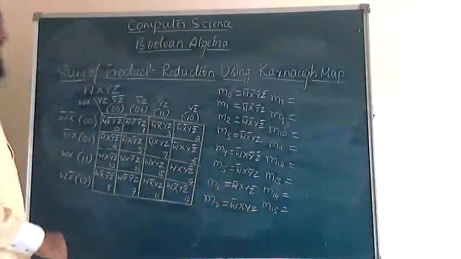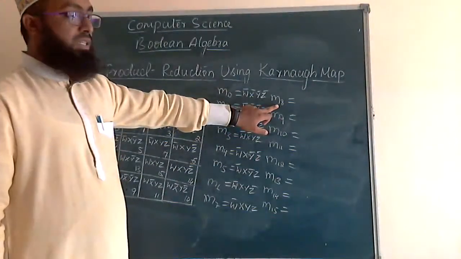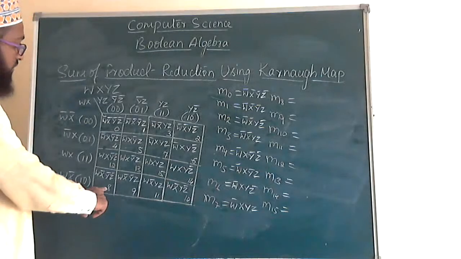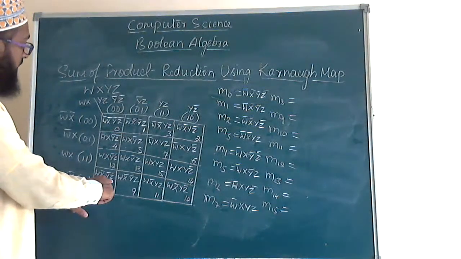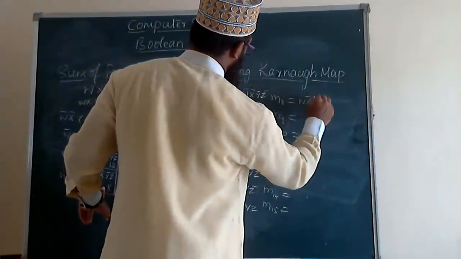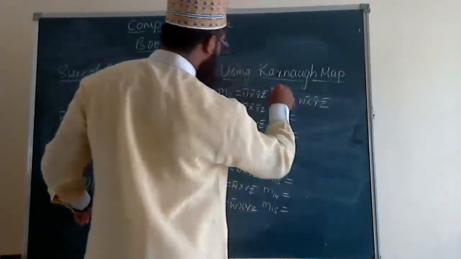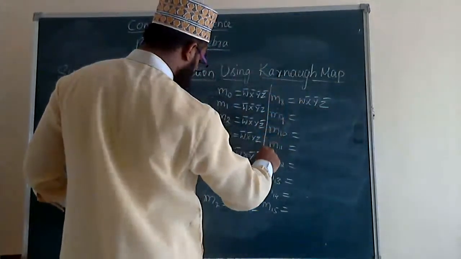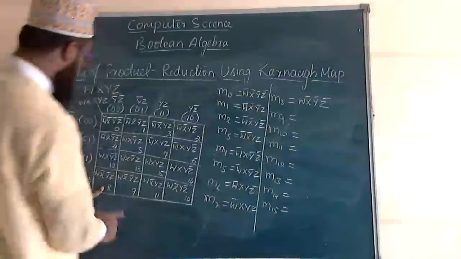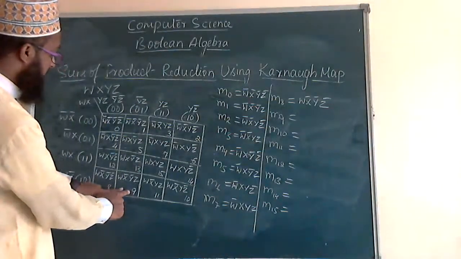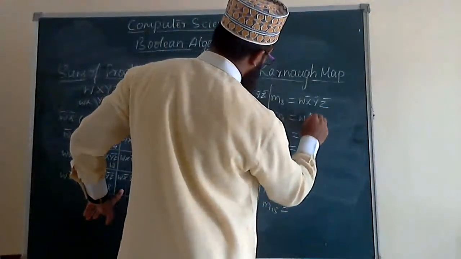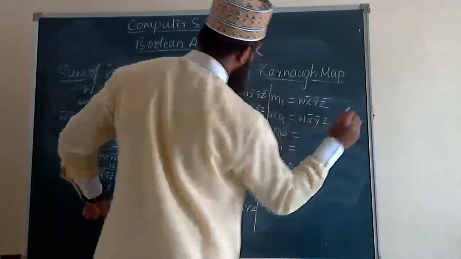Okay, then come to m8. Where is m8? m8 is at last. So write down from here: w x bar y bar z bar. Then for m9, write from number 9. This is m9: w x bar y bar z.